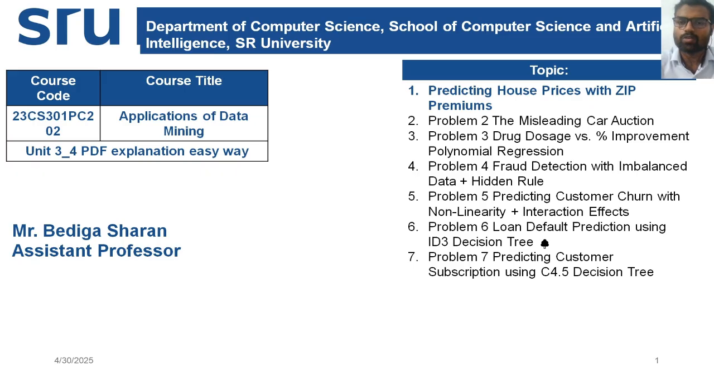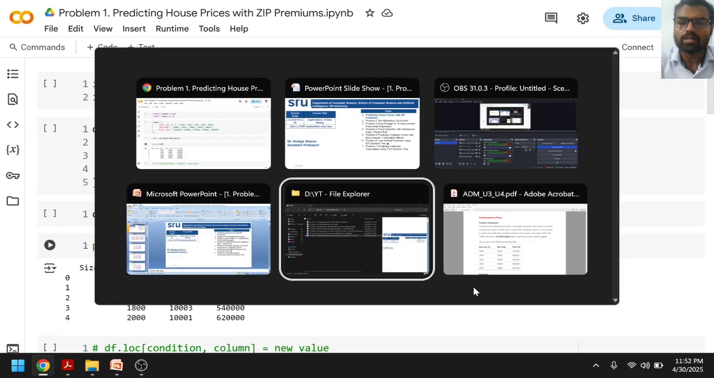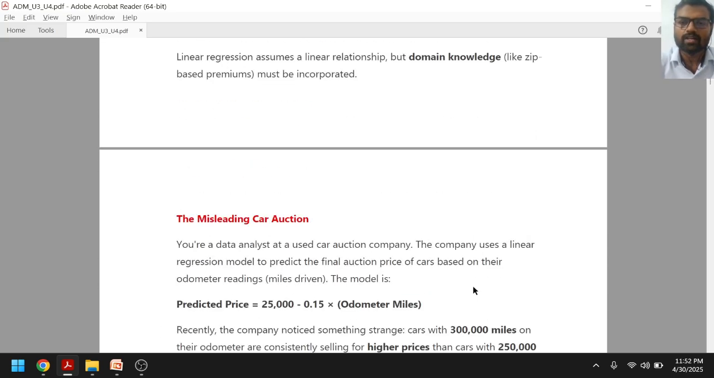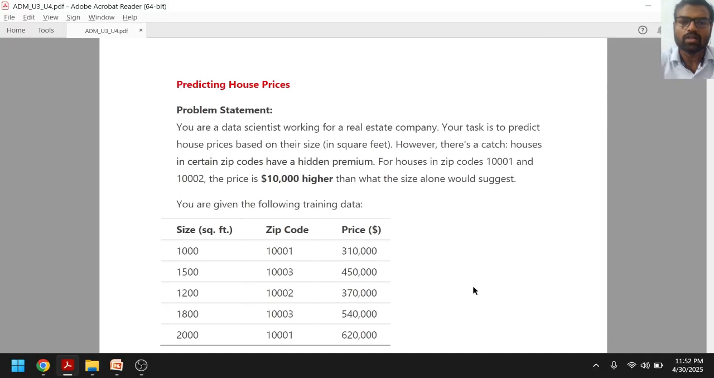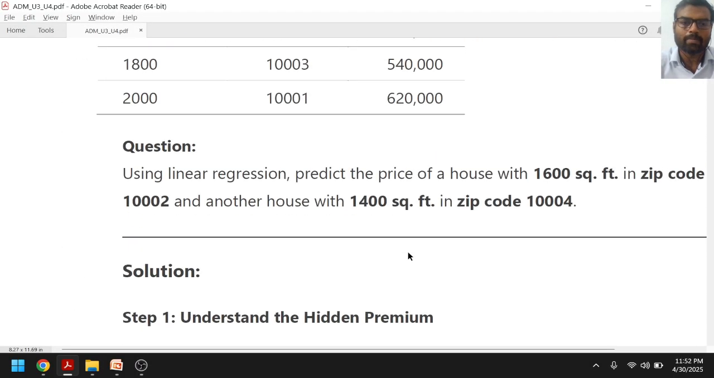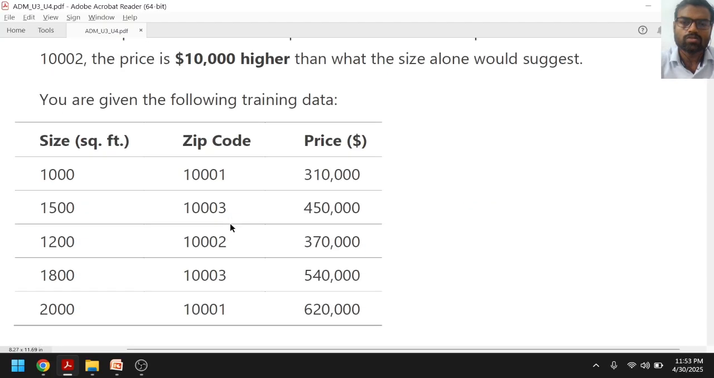First of all, I want to go into the document of these seven problem statements. This is the document, and these are the seven problems you're going to find here. The first problem we are solving is predicting house prices. House price means a number, and the question is asking to use linear regression. So you're going to predict the price of a house here.